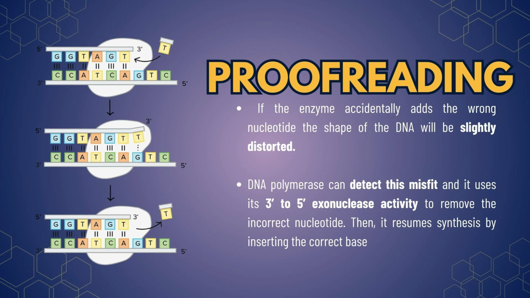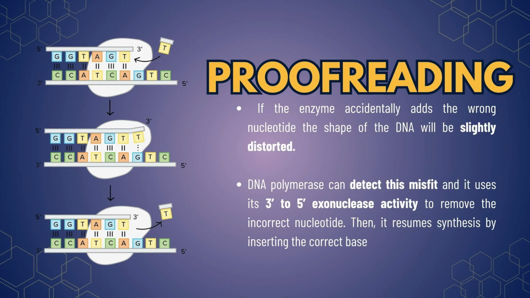As DNA polymerase builds the new strand, it does not just blindly add one base after another. It also checks each base as it goes. If the enzyme accidentally adds the wrong nucleotide, for example inserting a T base where the C should go, the shape of the DNA will be slightly distorted. DNA polymerase can then detect this misfit, and once it spots the error, it uses its 3' to 5' exonuclease activity, which is essentially a built-in eraser, to remove the incorrect nucleotide. Then it resumes synthesis by inserting the correct base.